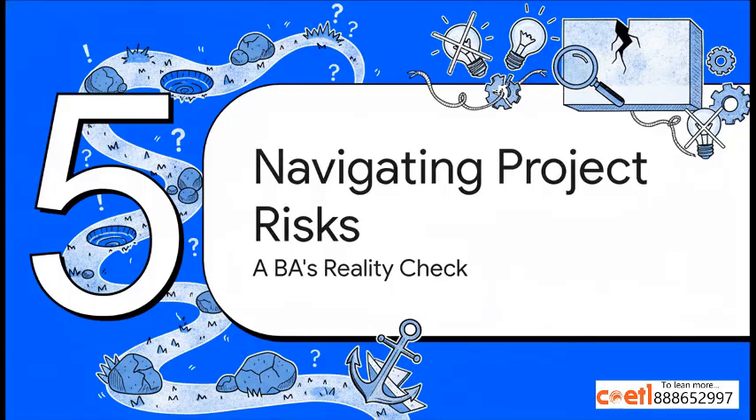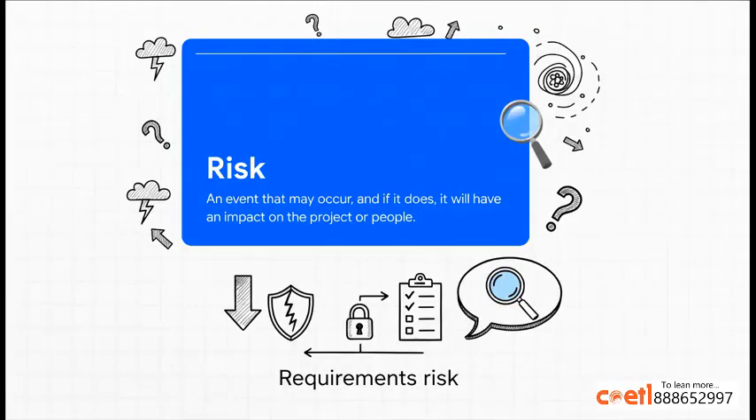But let's be real, no project plan is ever perfect. The road from need to solution is always full of potential bumps and potholes. A huge part of a BA's job isn't just planning for success, but also anticipating failure. And this is where we need to talk about risk. In simple terms, a risk is just any uncertainty that could have a negative effect on your project.